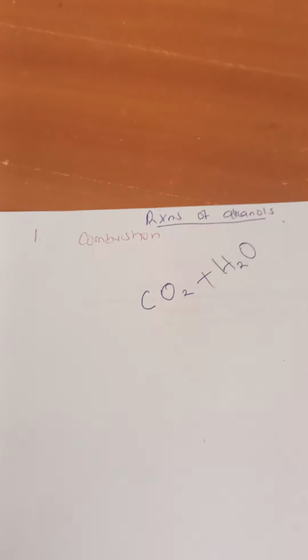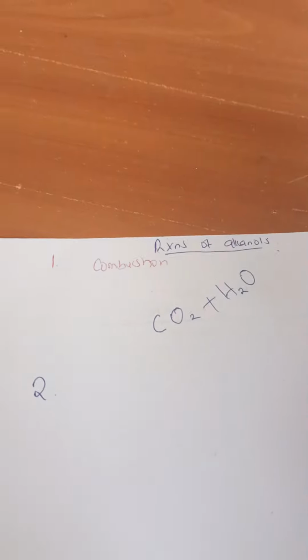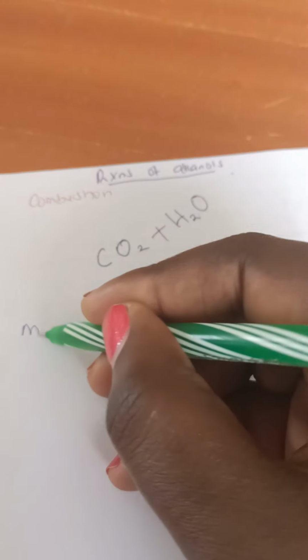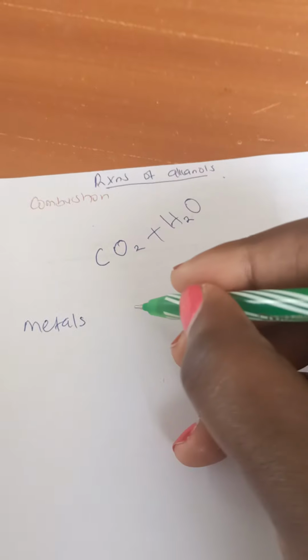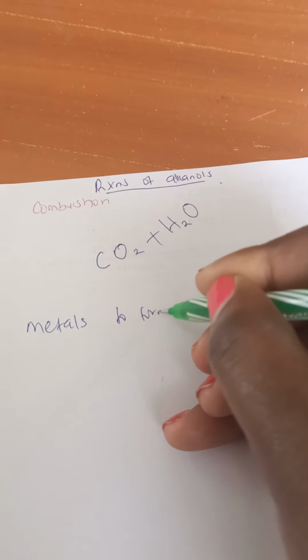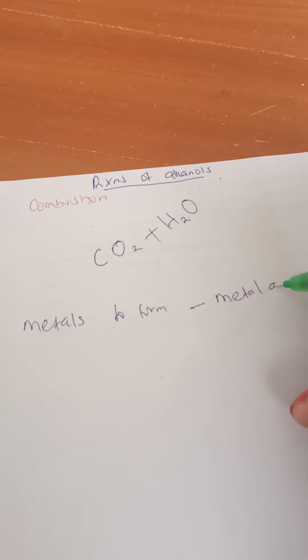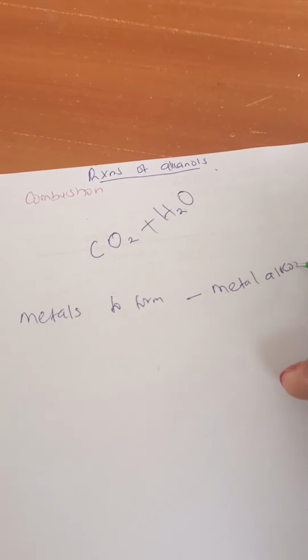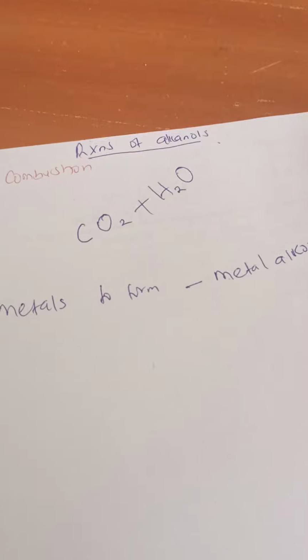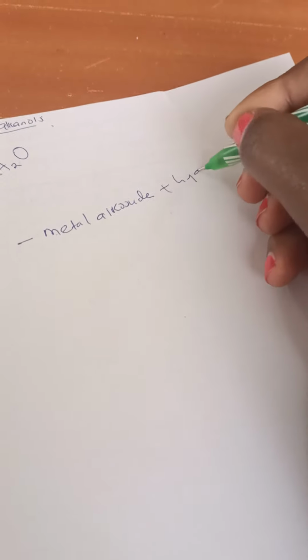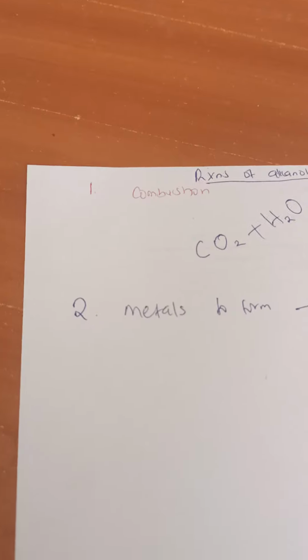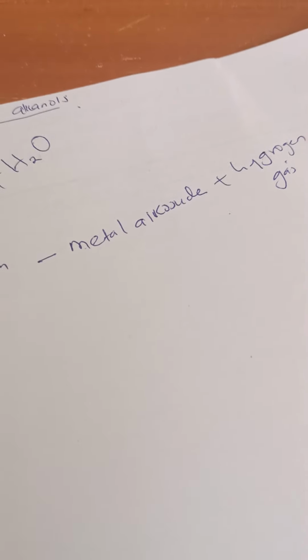Number 2 reaction, we said alkanols react with metals. They react with the metals to form a metal alkoxide plus hydrogen gas. When metals react with an alkanol, it forms a metal alkoxide plus hydrogen gas.